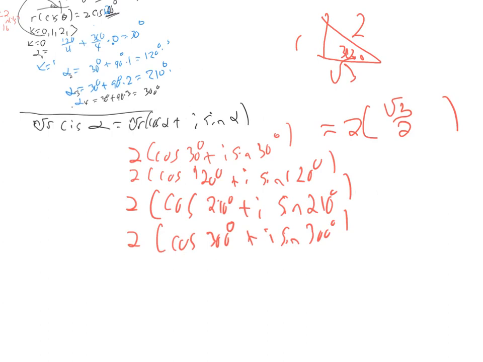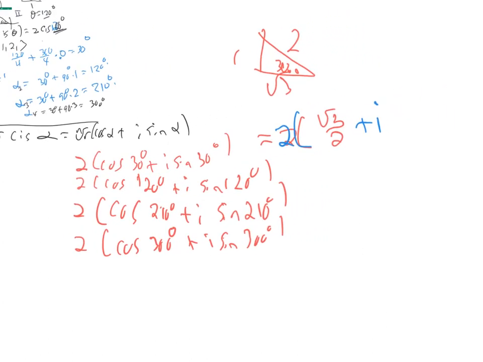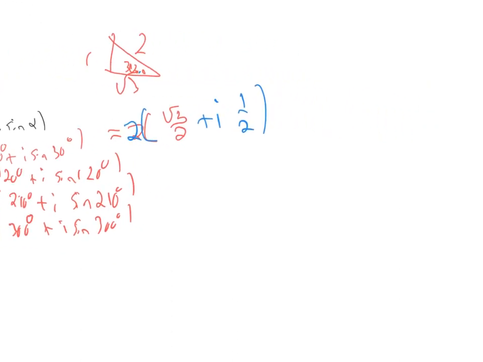Plus, I don't know why I put a parenthesis there. Trigonometric form with my eraser. I should do those in blue. 2 square root of 3 over 2 plus I times the sine, 1/2. Notice what happens when you distribute the 2. You get a square root of 3 plus an I.